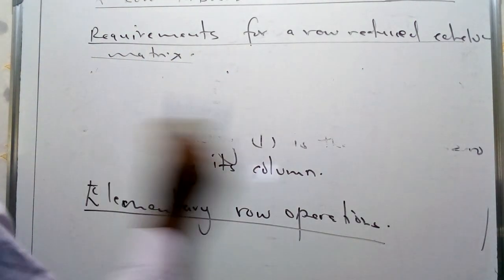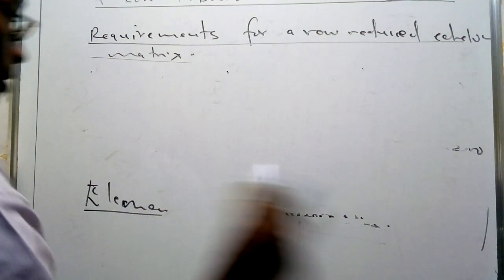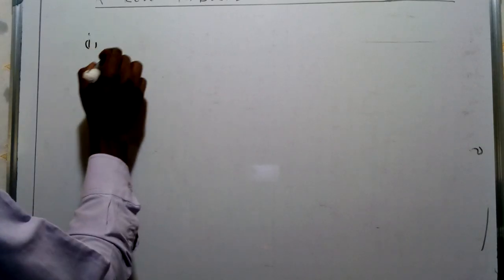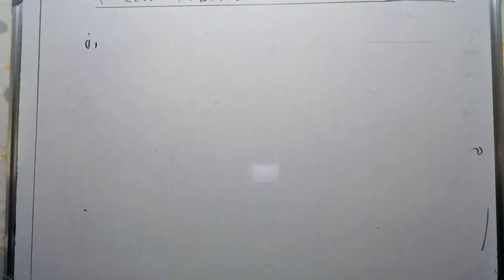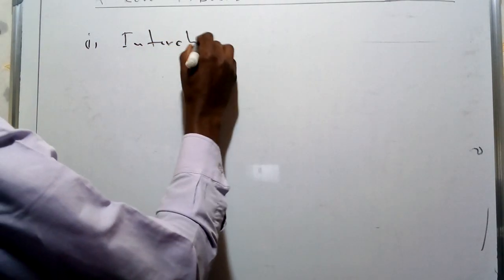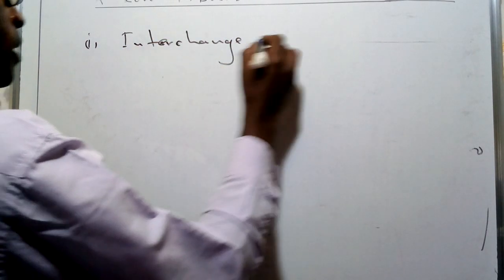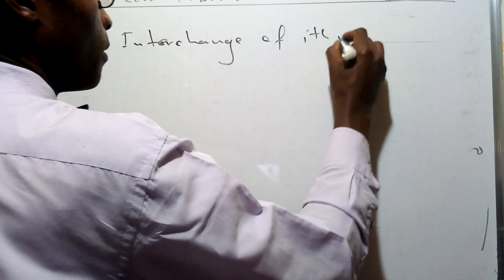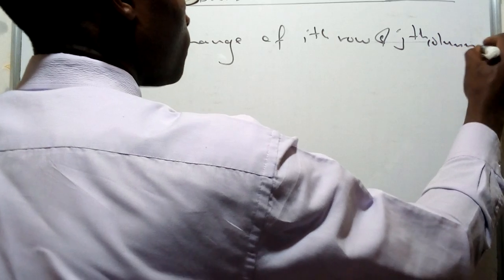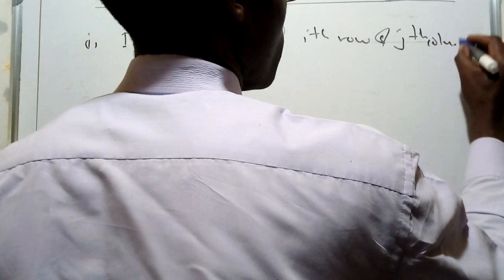Now that we have described what basically a row-reduced echelon form is, we are going to look at some of the procedures which we can use to obtain this specific row-reduced echelon form. So the first one is that a row-reduced echelon form can be achieved by interchanging the ith row and the jth row. We can perform this by interchange of the ith row and the jth row.